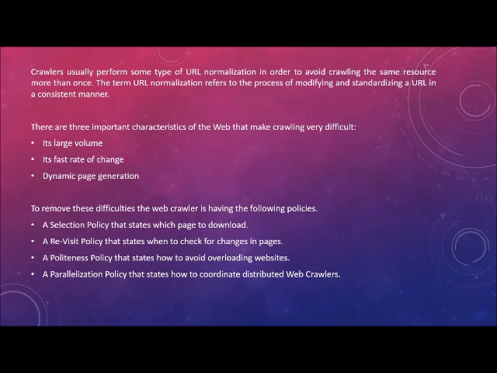contains several policies. The first one is a selection policy that states which pages to download. The second one is a revisit policy that states when to check for changes in the pages. The third one is a politeness policy that states how to avoid overloading websites. And finally, a parallelization policy that states how to coordinate distributed web crawlers.